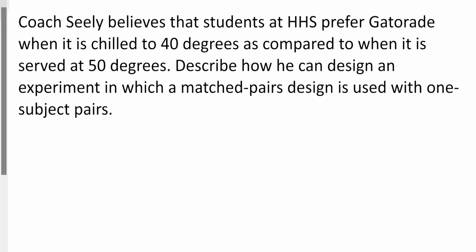Like here it says Coach Seeley believes that students at Hamilton High School prefer Gatorade when it's chilled to 40 degrees as compared to when it's served at 50 degrees. Describe how you can design an experiment in which matched pairs design is used with one subject pairs. Well, I'd say you'd have to do one person. We'd randomly decide what they would get first. So if you're in group 1, you'd get the 40-degree one first. In group 2, you'd get the 50-degree one first. And then you'd wait 5 minutes, and then you'd flip, which they get second. And then you'd have to actually look for how they liked it. Ultimately, we'd end up comparing.